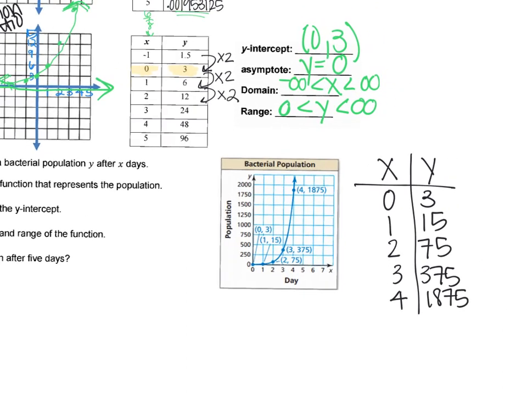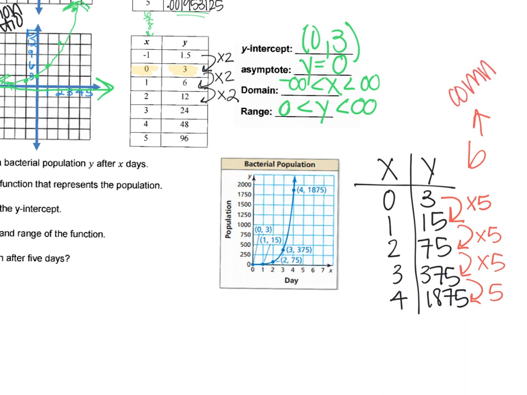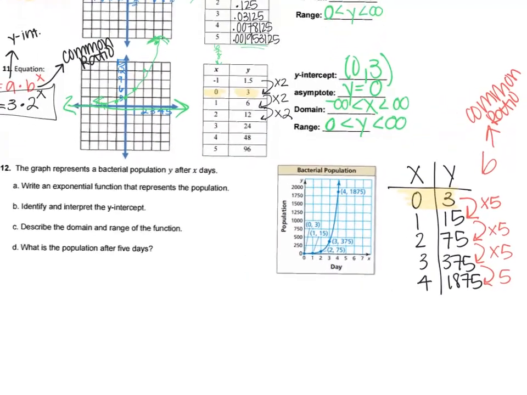So if we look at what's happening, we know it's growing exponentially because I can see the graph. So I'm multiplying or dividing. Well, in this case, I'm multiplying by 5. So it's growing really fast. So this is my B, my common ratio is 5. And it also gives me my A right here.